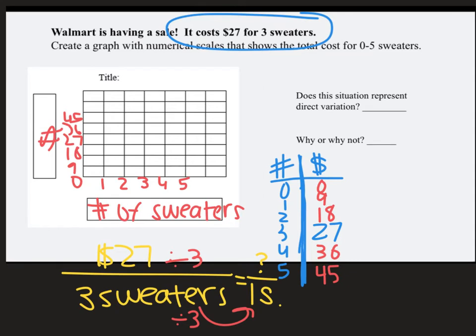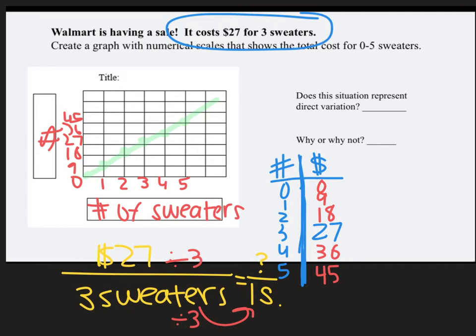From here we can graph our points. So 0, 0, right in that corner. 1, 9, 2, 18, 3, 27, 4, 36, and 5, 45. Should be a straight line going up. Perfect.